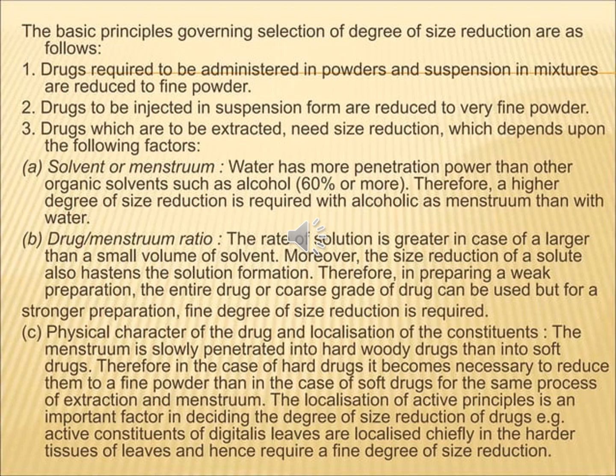Then third, physical characters of drug and localization of the constituent. The menstruum penetrates slowly into hard woody drugs than into soft drugs. Therefore, in case of hard woody drugs, it becomes necessary to reduce them to fine powders, than in the coarse or soft drugs, for the same process of extraction and menstruum. The localization of active principle is an important factor in deciding the degree of size reduction of drug. For example, active constituents of digitalis leaves are localized chiefly in the harder tissue of leaves and hence require a fine degree of size reduction.